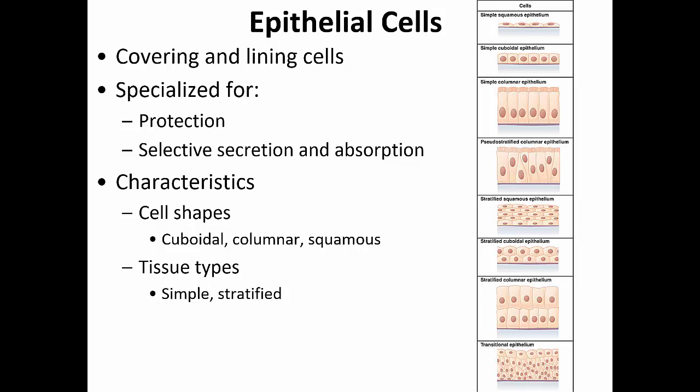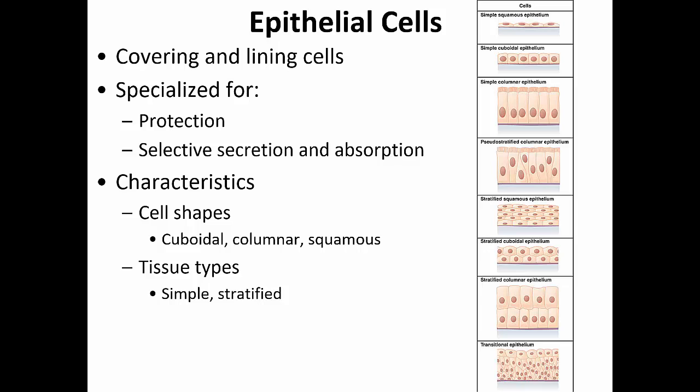If we make our way down one box, we see simple cuboidal epithelium. Simple cuboidal epithelium is found lining the tubules of the kidneys, where it's specialized for secretion and absorption. If we make our way down yet another box to the third box down from the top, we see simple columnar epithelium. Simple columnar epithelium is found, perhaps most notably, lining much of our digestive system, particularly the small intestine, where it's specialized for absorption.